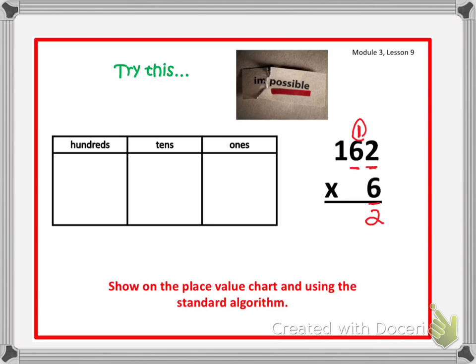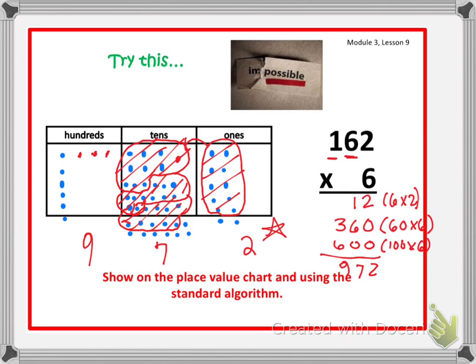Okay, so 6 times 6 is 36 plus the 1 is 37. We put the 7 and we need to carry the 3. And we have 1 times 6. Again, that's 100 times 6. 1 times 6 plus the 3 would be 9. So it's 972.